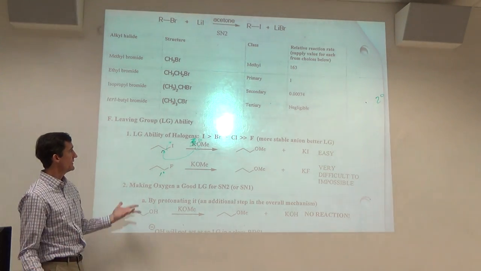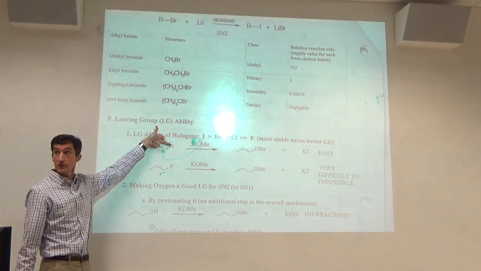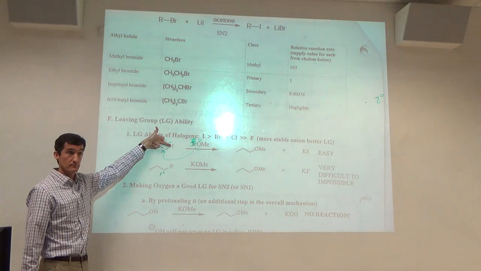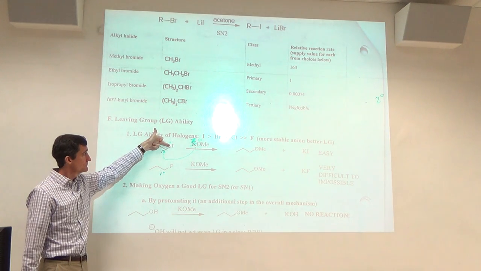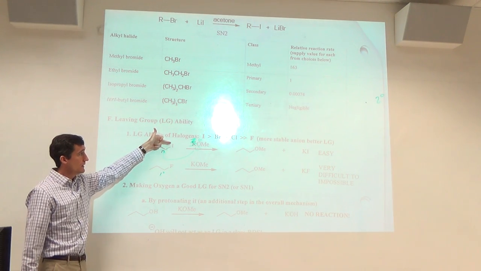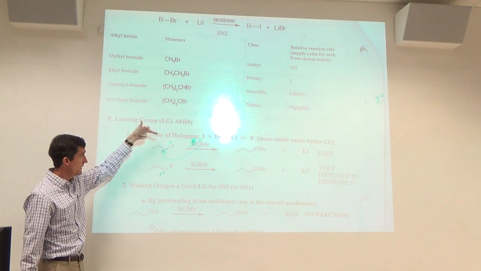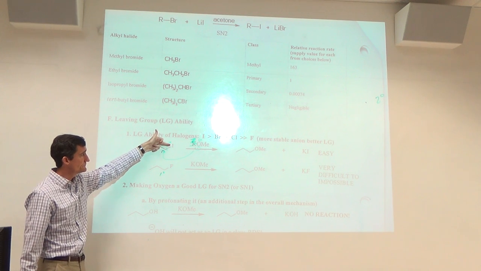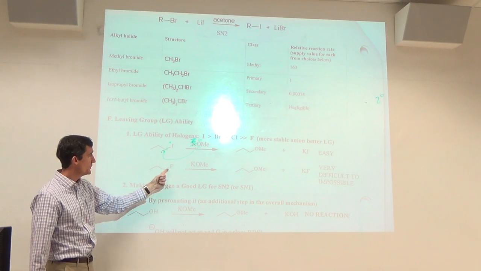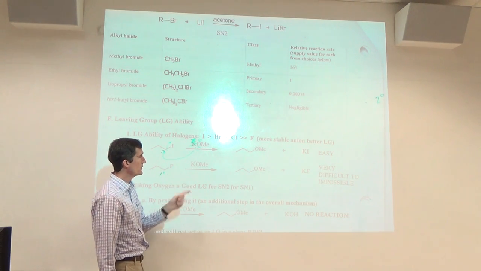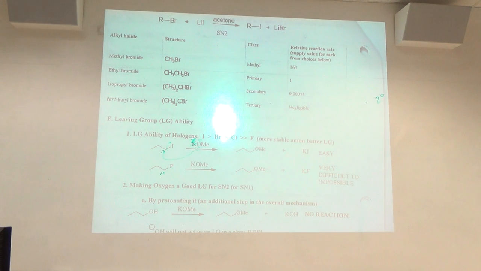So we first say that obviously the iodine is a better leaving group, because the reaction is easier. It's easier to substitute an iodine. Much more difficult to substitute fluorine. Almost impossible. Fluorine is not a great leaving group for SN2.